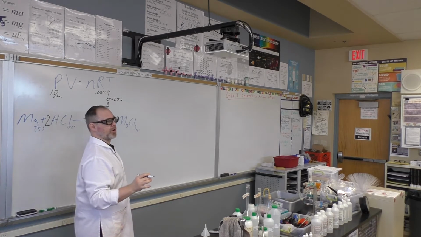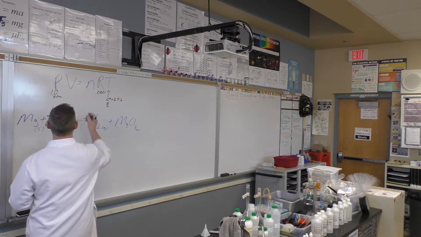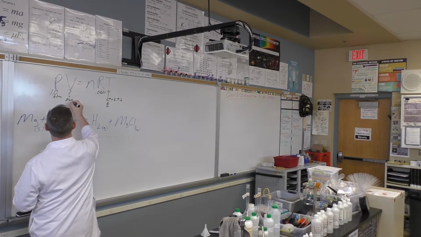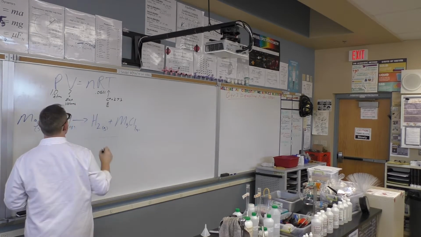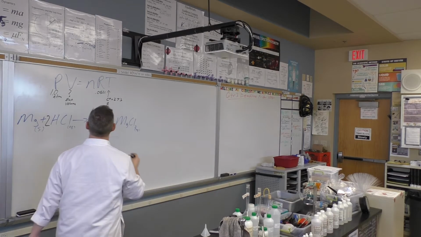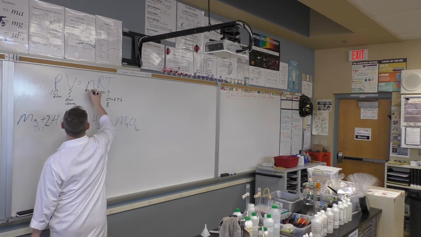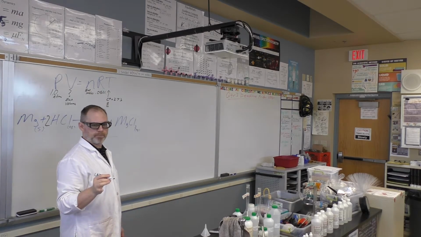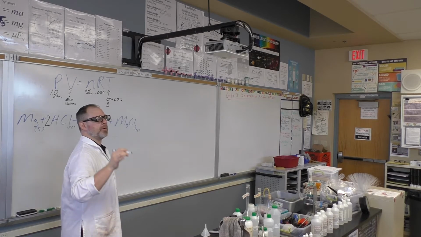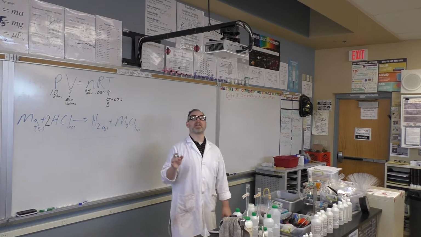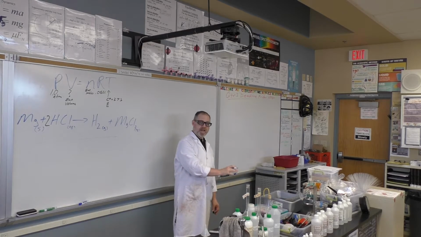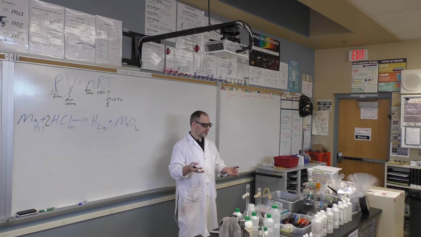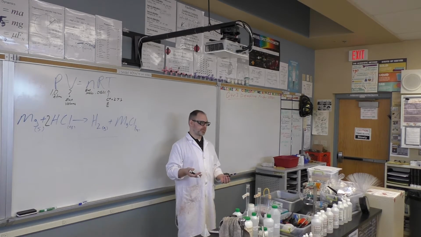In this lab, however, what we want to do is figure out volume. We want to figure out the ideal volume, and we're going to figure it out by finding the ideal moles. Does this make sense so far? We want to figure out the ideal volume of hydrogen gas by figuring out the ideal moles of hydrogen gas. And to do that, we're going to use stoichiometry.